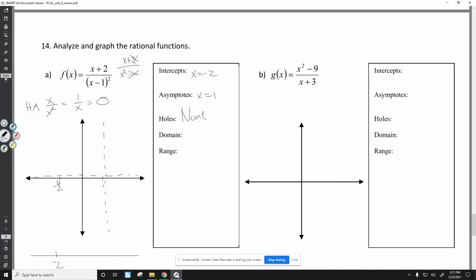-2, that's a 0. 1, that's an undefined. I do not change signs around 1. So if I go to the right of 1, positive over positive, I do not change signs because of its multiplicity. I do change signs here. Okay, so what does this look like? Well, I'm trending. Okay, I can kind of see what it's doing.